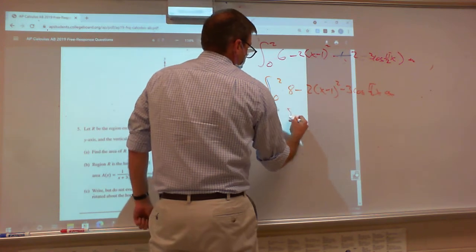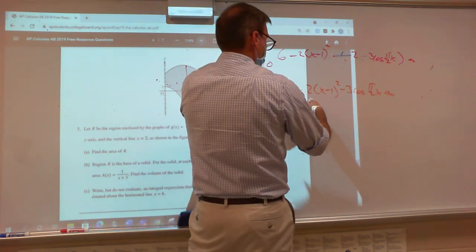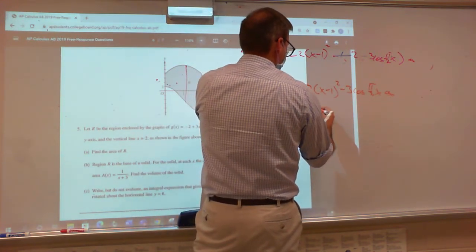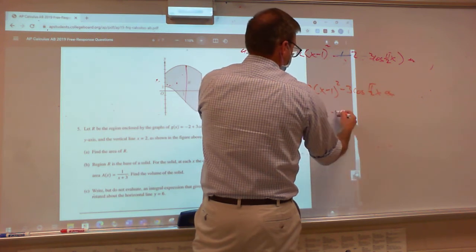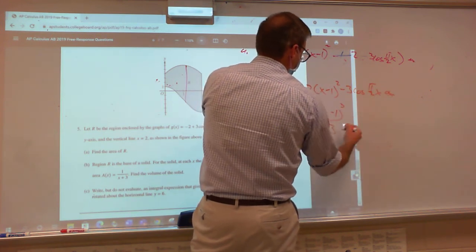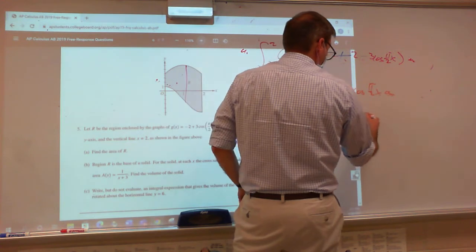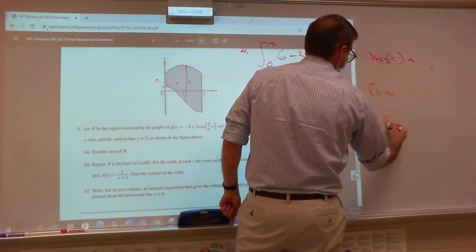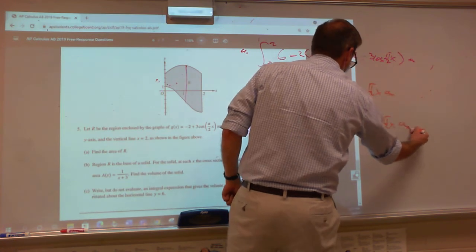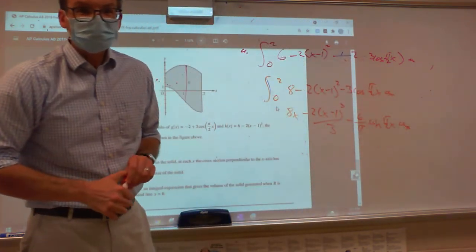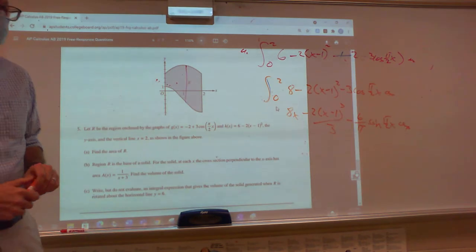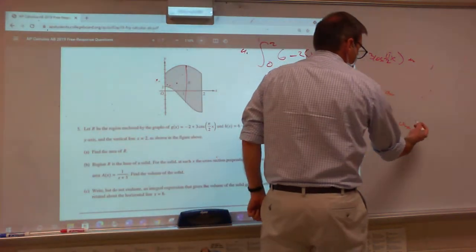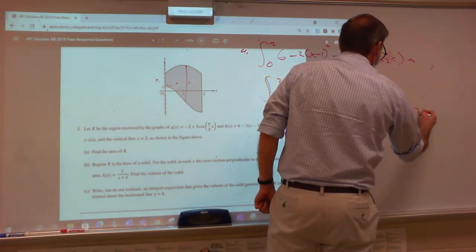And what's that going to give me? 8x. I think it's going to give me minus 2x minus 1 cubed over 3 minus, I think that's 6 over pi sine of pi over 2x dx, evaluated from 0 to 2.